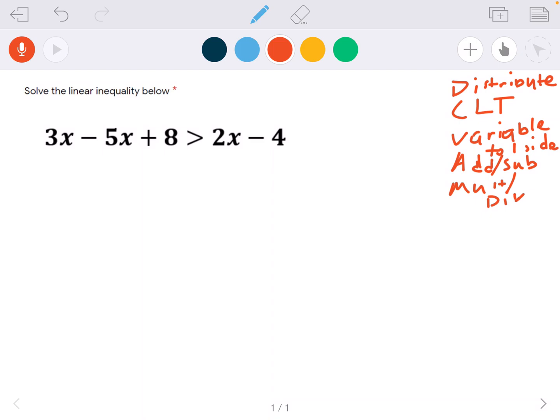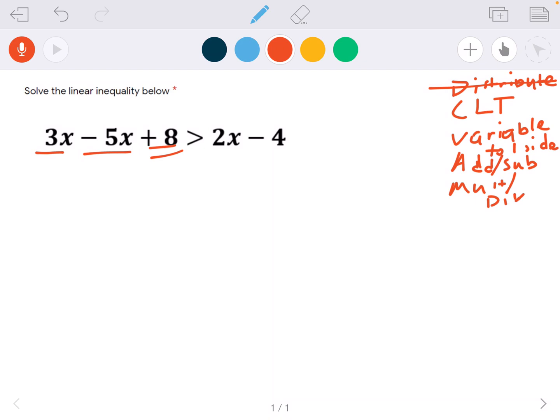So the first thing we're going to do is look at this. I know there's an inequality symbol instead of an equal sign. That's okay. We're still going to solve this the same way. There's no parentheses, so there's nothing I need to distribute. The next step would be to combine like terms. Look on the left side of the inequality problem. I have two terms that have an x. So I can combine those x's. That's the first thing I need to do.